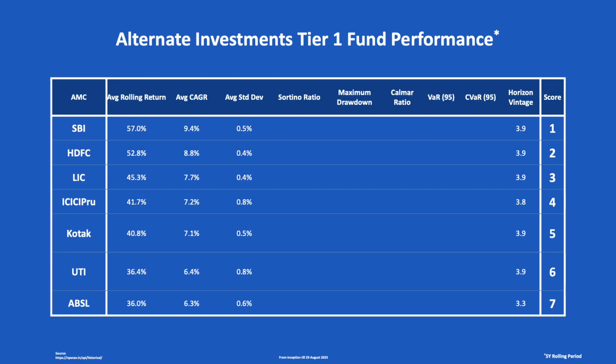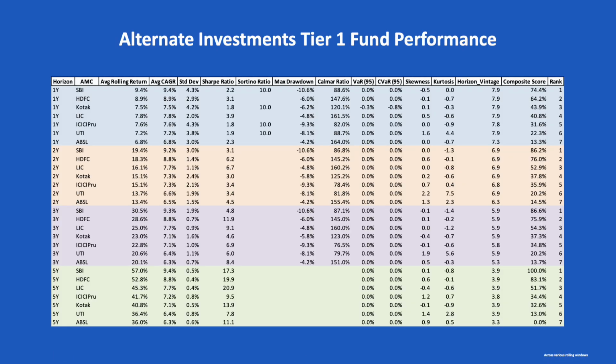The alternate investments category is relatively new compared to the other three. The fund performance is as follows. SBI is the top ranked fund, followed immediately by HDFC, and LIC is the third fund in this space. So if you observe the results across the various categories, HDFC has been consistently in the top three. That's another interesting observation. Now, for a detailed list of the alternate investment fund performance, please refer to this.